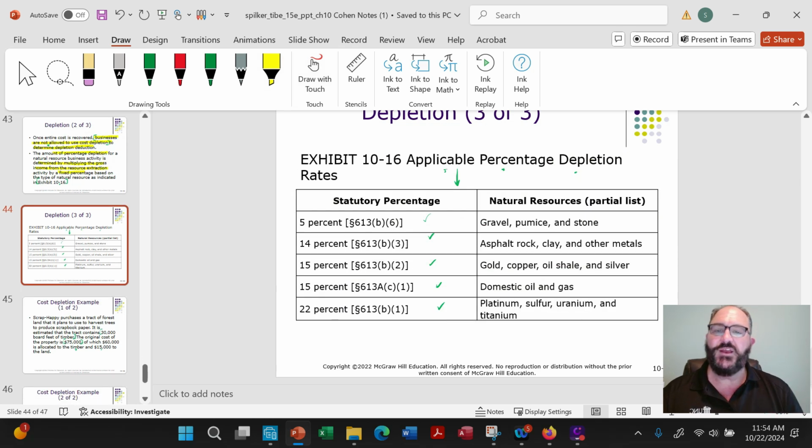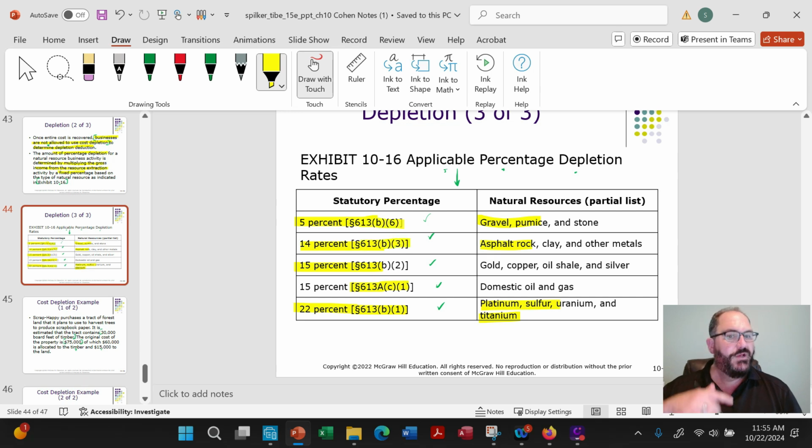Now, for the life of me, I have no idea how. Somebody must have taken a look. 5% gravel, 14% for asphalt, rock, and clay. Gold, copper, 15%. Platinum, uranium, titanium, 22%. Here are the subsections in the code. Hopefully, you could go there and read about it. I have no idea how they developed those.